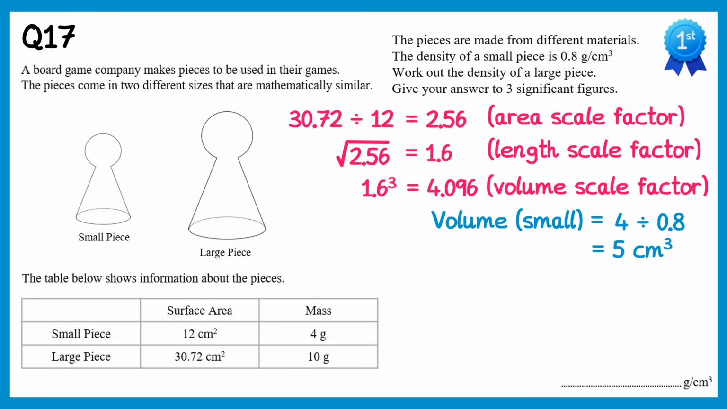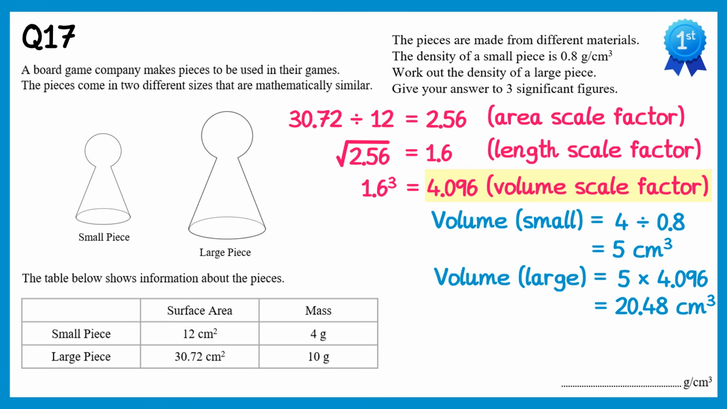Now earlier on we found the volume scale factor. That was 4.096. So we can work out the volume of the larger piece by doing the volume of the smaller one, which was 5, times by the volume scale factor, 4.096. This gives you the larger piece's volume at 20.48.